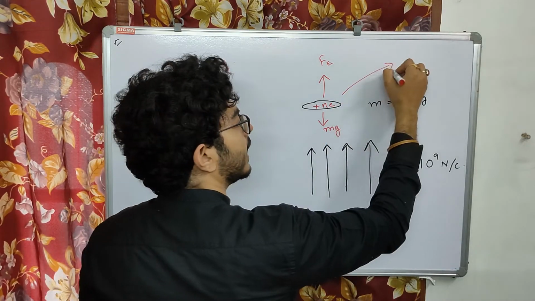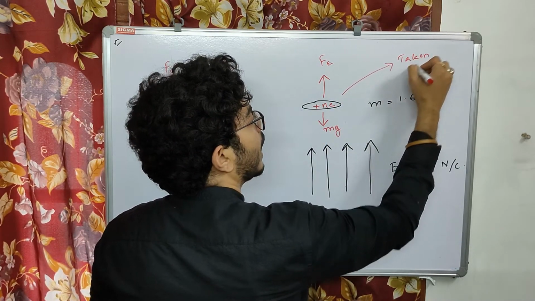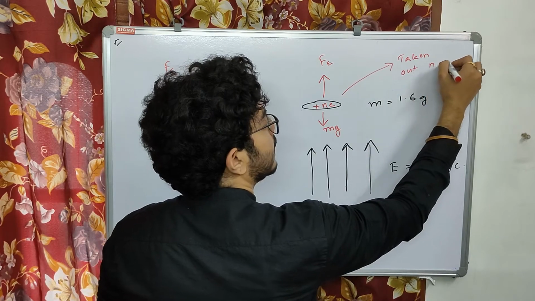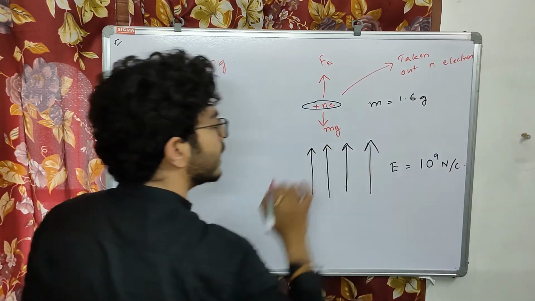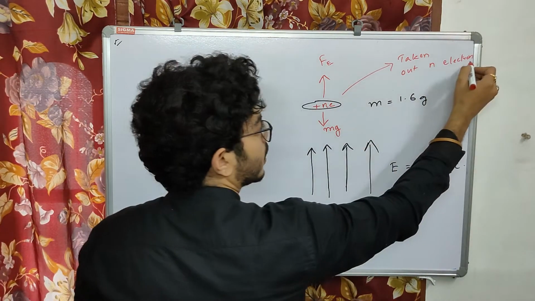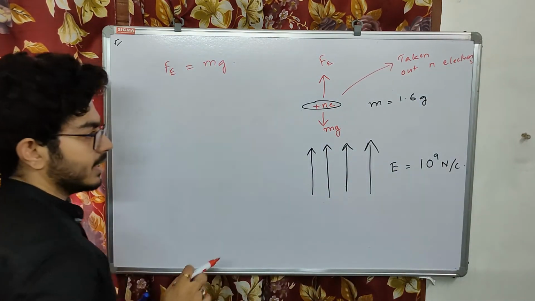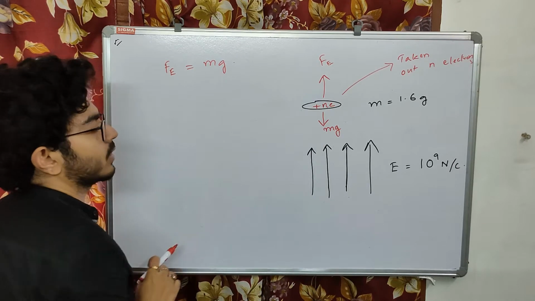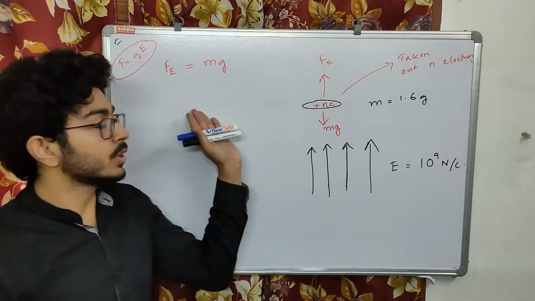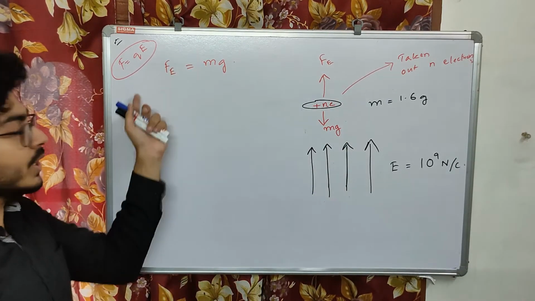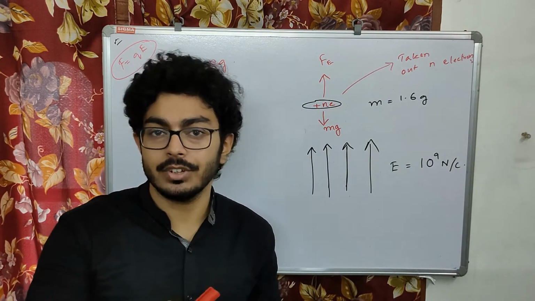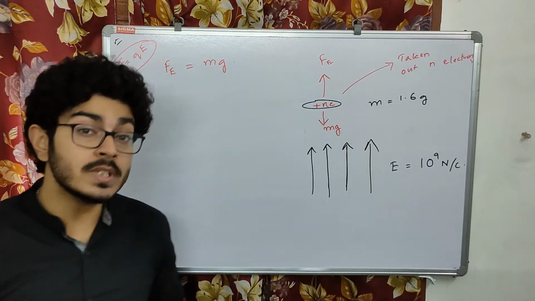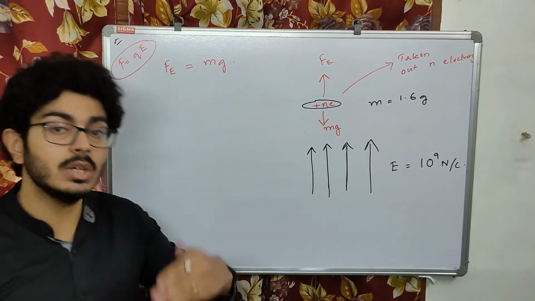I have taken out n electrons, that means this has gained a charge of plus n e. So this part is clear to everyone. So we know if a charge Q is placed in an electric field E, then the force experienced by the charge will be Q into E, right?